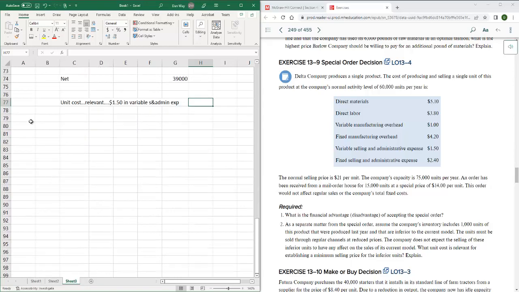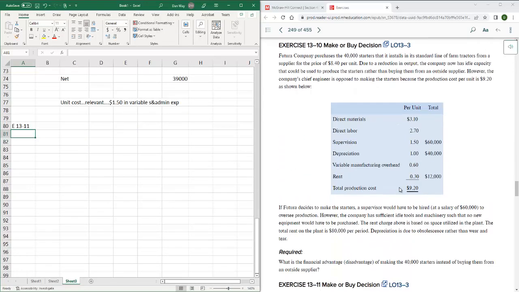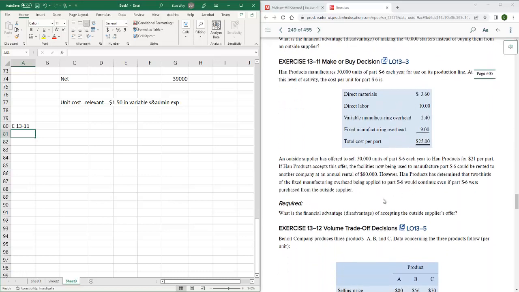Okay, last up on my list was 13-11, just a bit down the page here, for a make or buy decision. So 13-11 said Han Products manufactures 30,000 units of this part S6 each year for use on its product line. At this level of activity, the cost per unit for part S6 is shown with direct materials, direct labor, variable overhead, and fixed overhead for a total cost of $25.